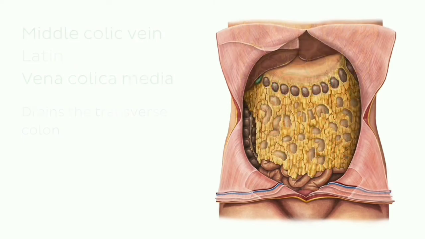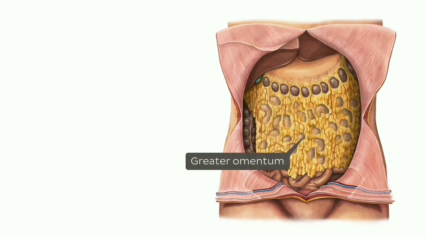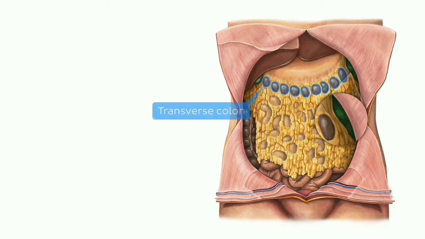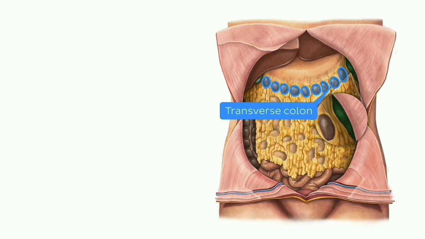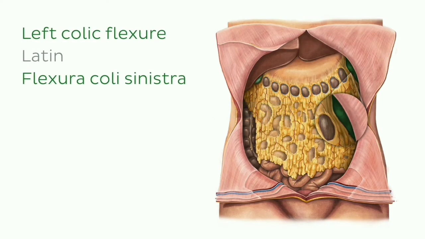Now back to the large intestine. If we look to the left of the greater omentum, we can just about see a structure highlighted in green, which is in continuation with the transverse colon. This structure is named the left colic flexure.